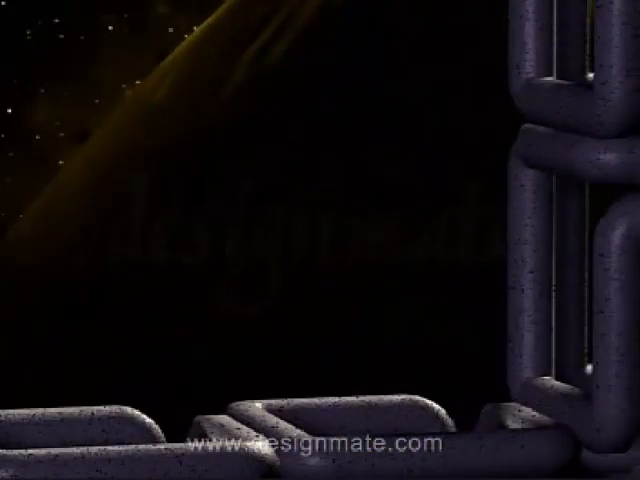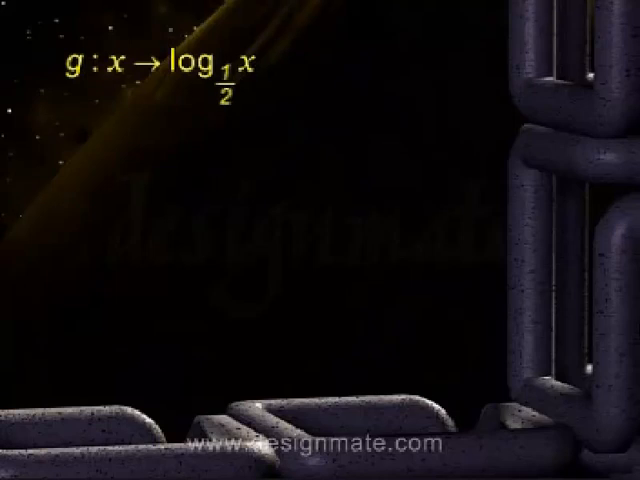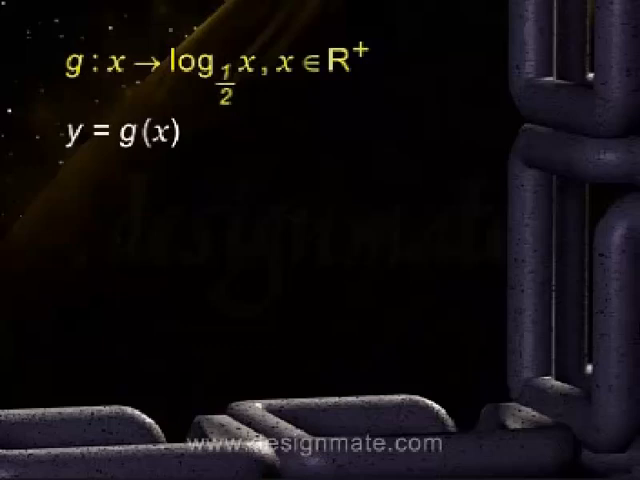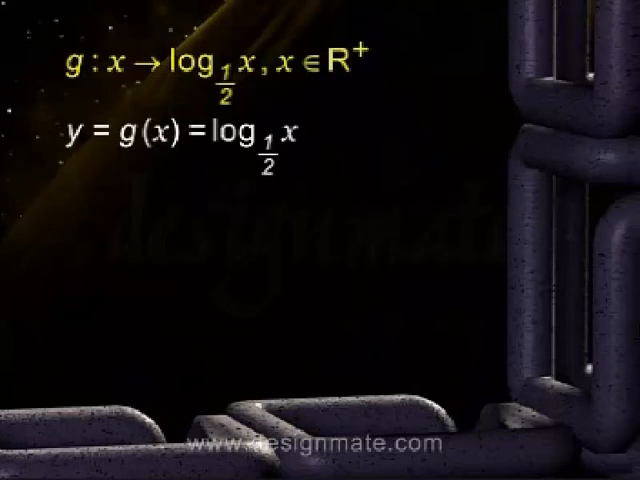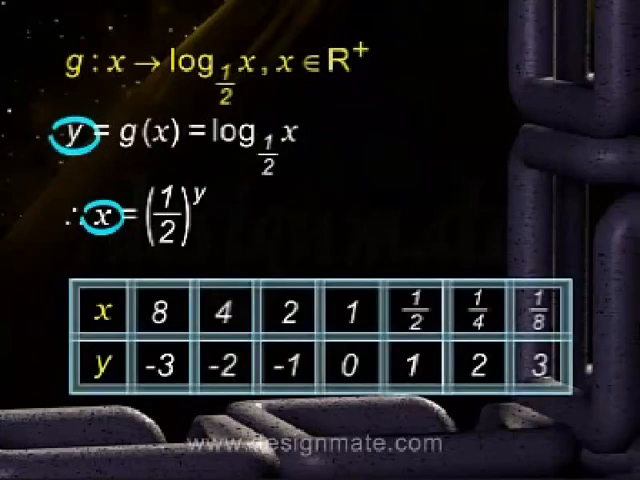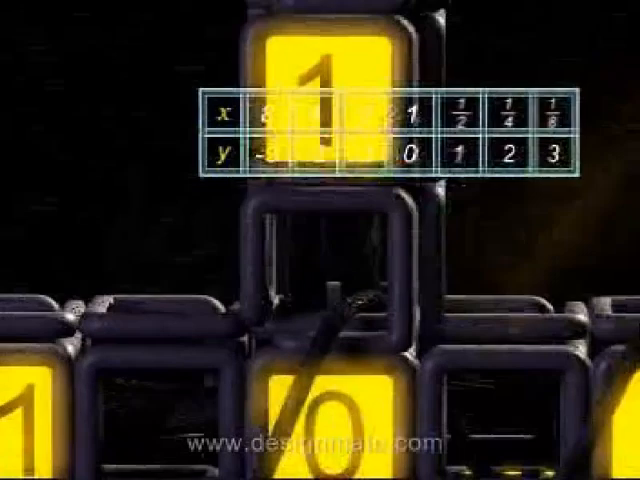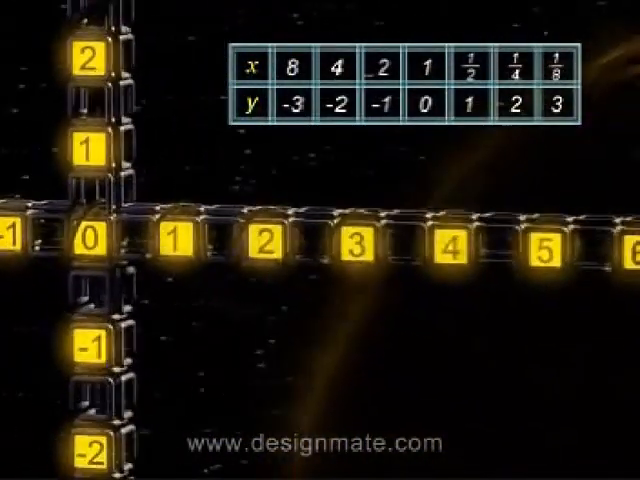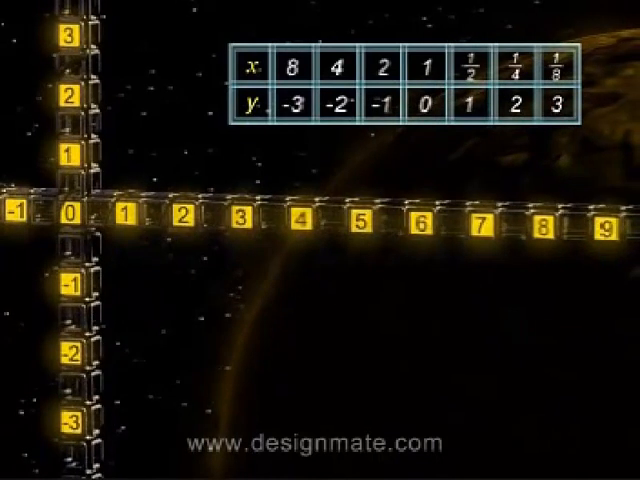Now we shall draw the graph of the function g such that x corresponds to log x to the base 1/2, where x belongs to R+. Here y = g(x), which is equal to log x to the base 1/2. Therefore, x is equal to (1/2) raised to y. For a few particular values of x, we find the corresponding values of y and tabulate them. The graph of the function g is given here.